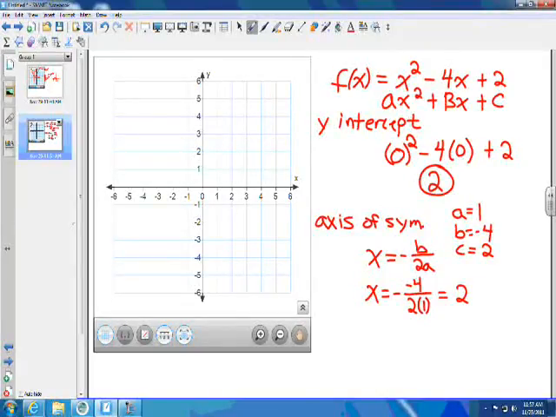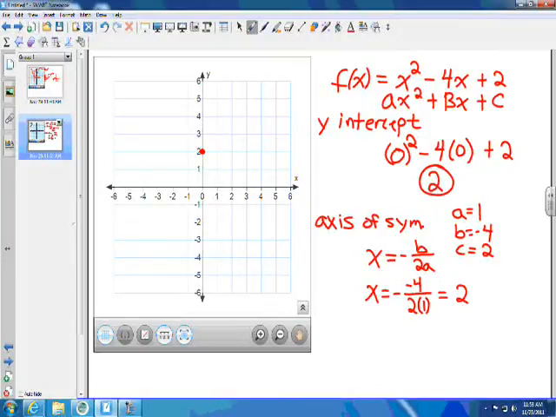So let's plot those first two things before we go on to the vertex. Where would we plot the 2 for the y-intercept? On the y-axis. It should make sense to you. The y-intercept would go on the y-axis, so you just put a point at 2.